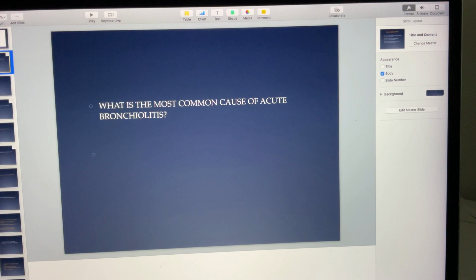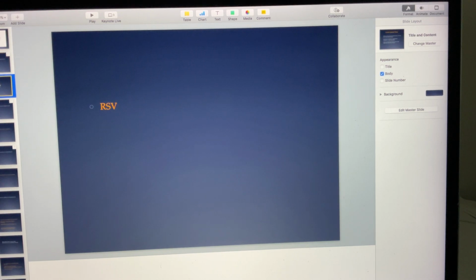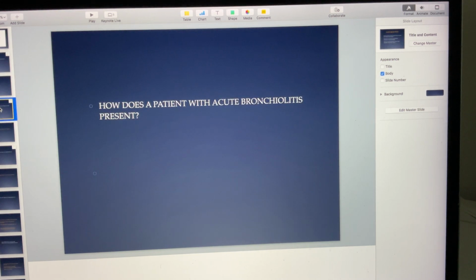Question number one: what is the most common cause of acute bronchiolitis? Again, what is the most common cause of acute bronchiolitis? The answer is respiratory syncytial virus, RSV.